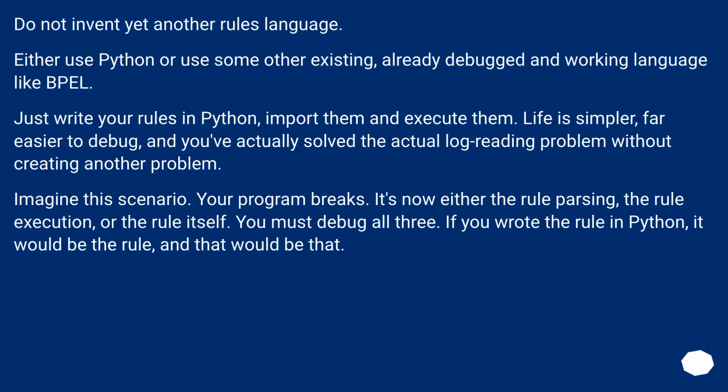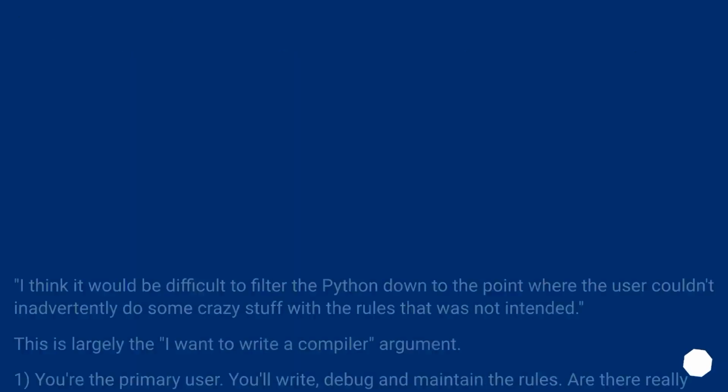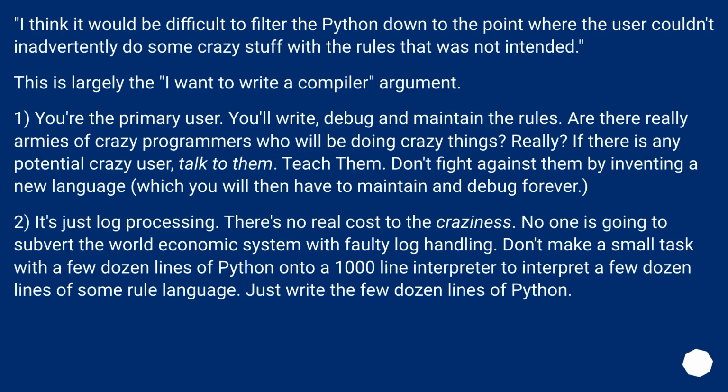Imagine this scenario. Your program breaks. It's now either the rule parsing, the rule execution, or the rule itself. You must debug all three. If you wrote the rule in Python, it would be the rule, and that would be that. I think it would be difficult to filter the Python down to the point where the user couldn't inadvertently do some crazy stuff with the rules that was not intended. This is largely the "I want to write a compiler" argument.